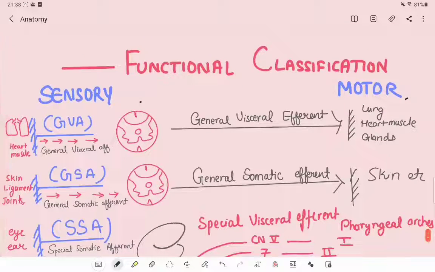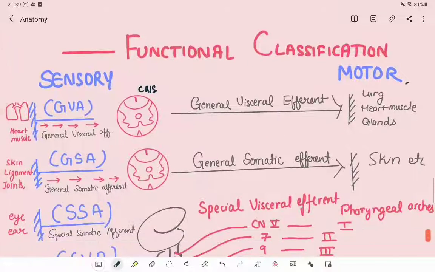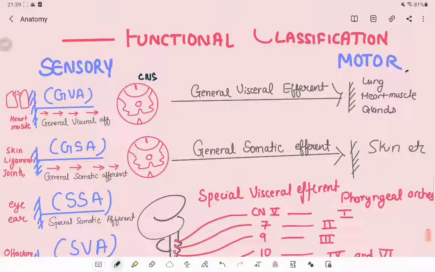Let us see the sensory neurons first. The neurons which are sensory take the nerve impulse from the different regions of the body to the central nervous system. Right. This is the function of sensory neurons, and the motor neurons do the opposite. That is, they take information from the central nervous system to different parts of the body. Right. All the sensory neurons are called afferent, and all the motor neurons are called efferent.